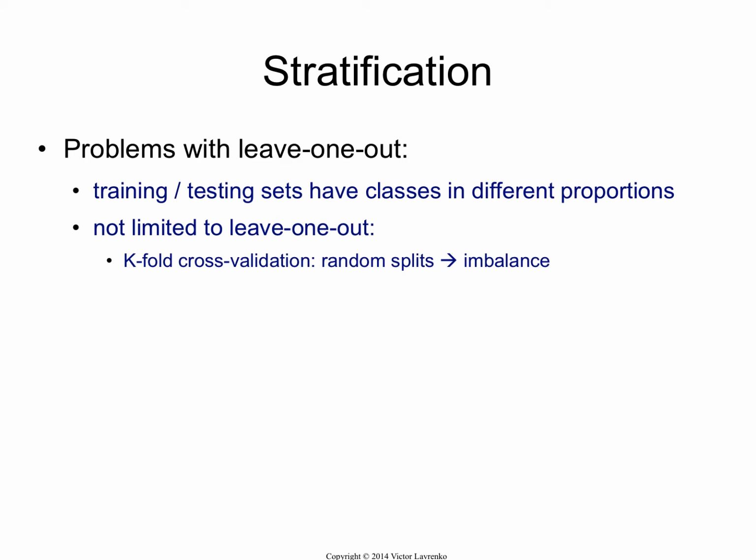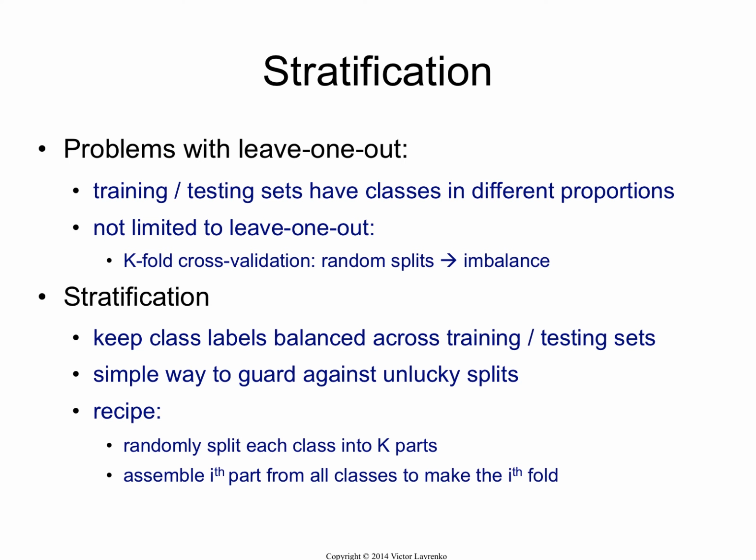Even if you don't do leave one out, you're doing random splits, you could end up with different proportions of each class in the training set and in the testing set, and that will mess up all kinds of learning algorithms. So the solution to this is something called stratification. Stratification is basically making sure that the proportions of classes in the training set are representative of the proportion of classes in your testing set. So basically the priors carry over between the training and the testing set.